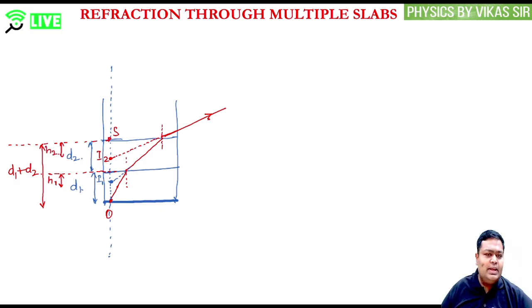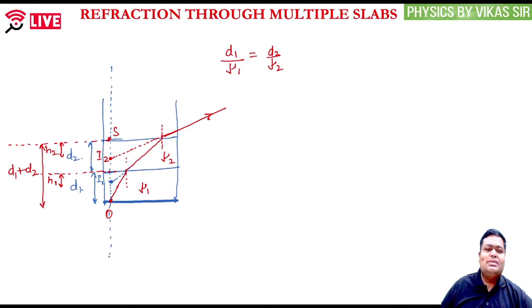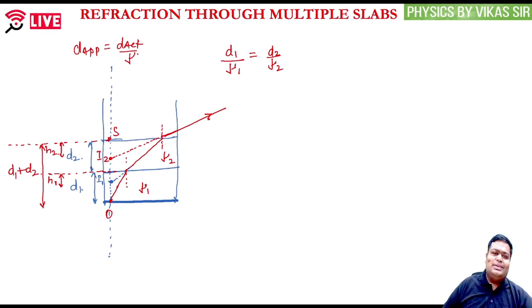So if I'm writing for the near normal incidence for the first interface, so I can start writing d1 upon the refractive index of the first medium, that is mu1, is equal to d2 upon mu2 as we enter into the second refractive index. This can also be written through the formula as d actual and d apparent are related as d apparent is supposed to be equal to d actual upon mu. यहाँ से भी लिख सकते हैं और mu की वैल्यू को लिख सकते हैं mu denser upon mu rarer, मतलब mu1 upon mu2. तो सेम रिलेशन हमें मिल जाएगा. This is an easier way to write this.